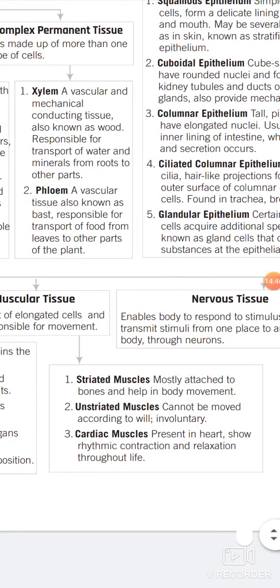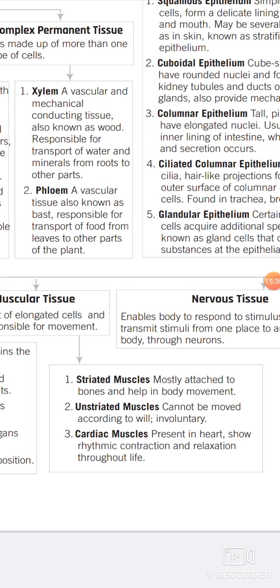Okay, now see the subtypes of the muscular tissue, that is striated muscles, which are mostly attached to bones and help in body movement. They are also called voluntary muscles. Voluntary muscles means particular muscles which act with our will. If we want to move them, then and only then can they move, otherwise they cannot move. For example, our hands, our legs, if we want to move them, then and only then can they move, otherwise they will not move. Such muscles are called striated muscles, and they are also called voluntary muscles.